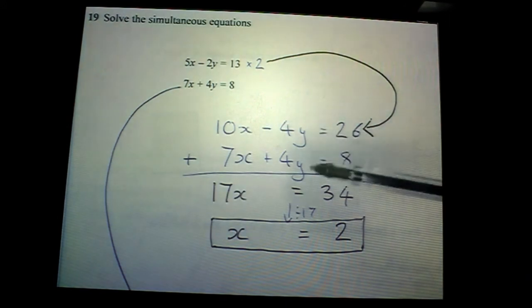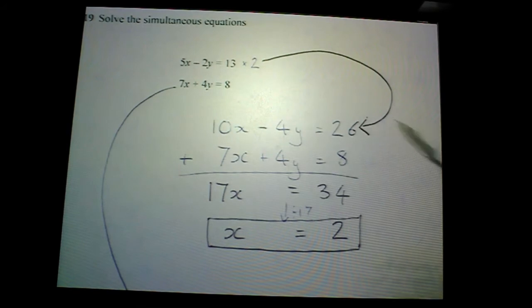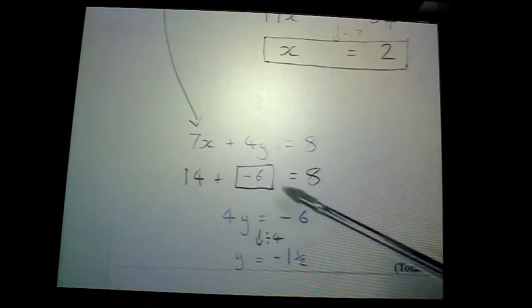You've got negative 4y and positive 4y. To get them to be 0, you add. So that's why I've shown that I added. And you're left with 17x equals 34. So 1x is 2. So if x is 2, I've taken this bit down here. There we go. So I know x is 2.